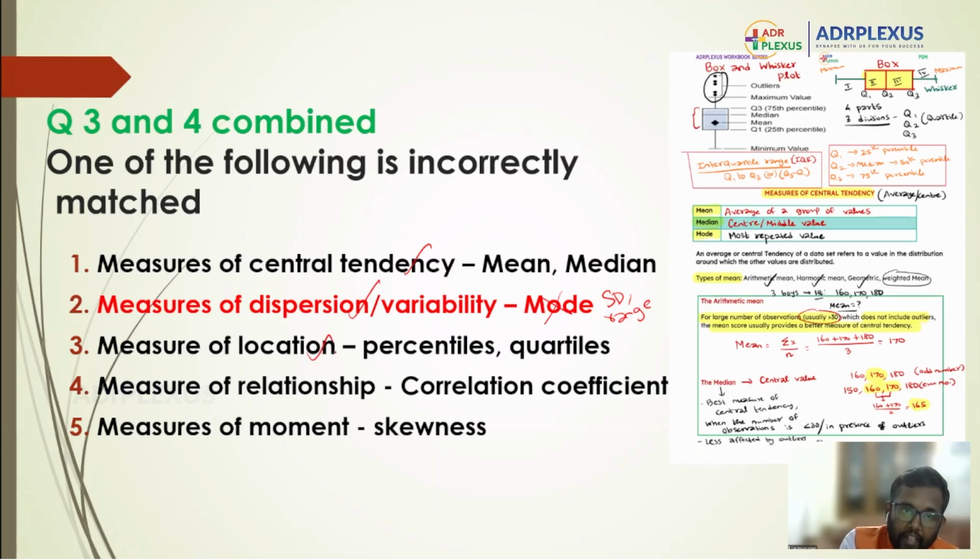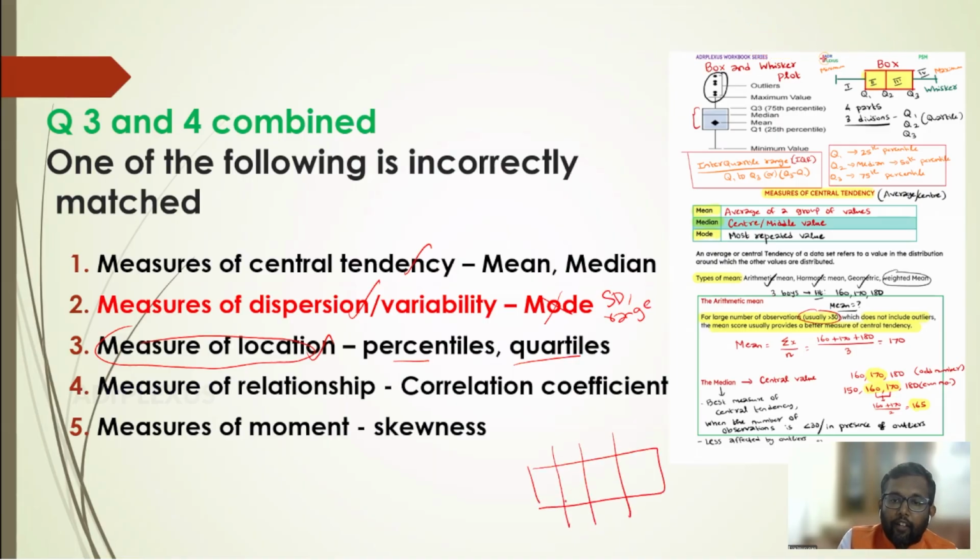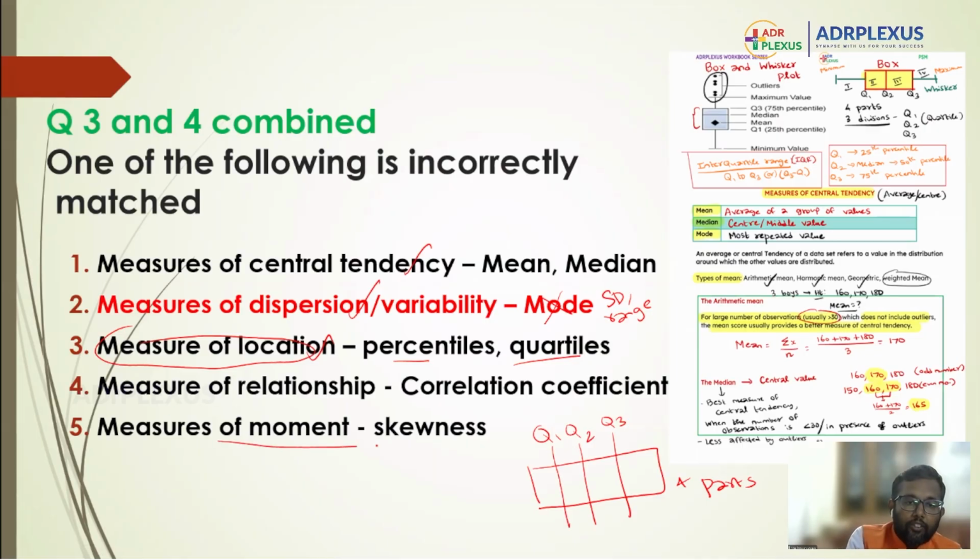Measures of location was a separate question. So what are the measures of location? Percentiles, quartiles, which are positions. What is the quartile? You have to divide the data into 4 parts. How will you divide it into 4 parts? Using 3 divisions, so we have 4 parts. This is called quartiles. Percentiles: 100 parts. How many divisions? 99 divisions. Then measures of moment, skewness.